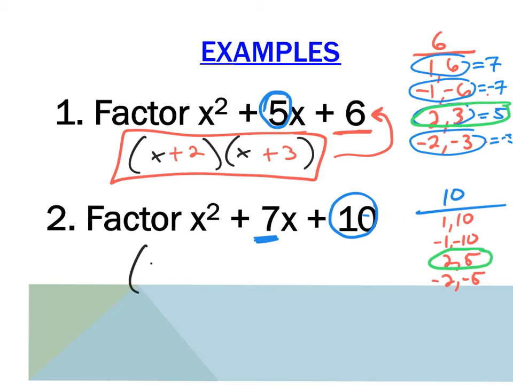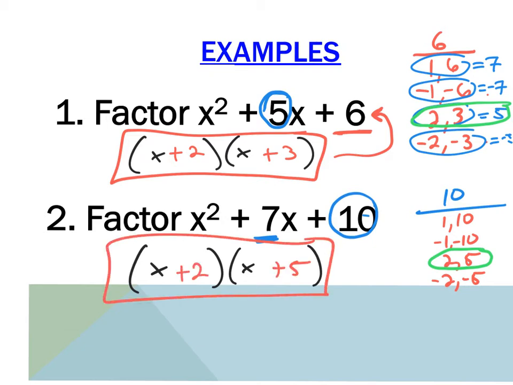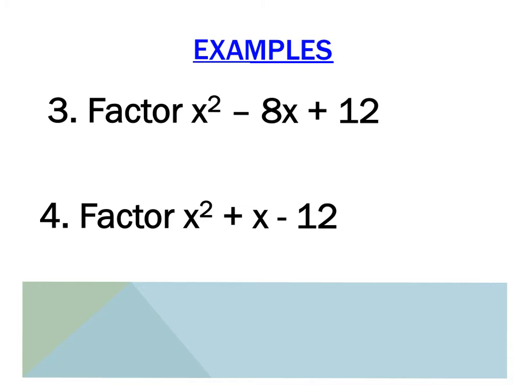And so in factored form, if I put the two parentheses there with my x's, that becomes positive 2, positive 5. And that would be my final answer here, x plus 2 times x plus 5. Let's take a look at a couple more together before I have you guys try some on your own.